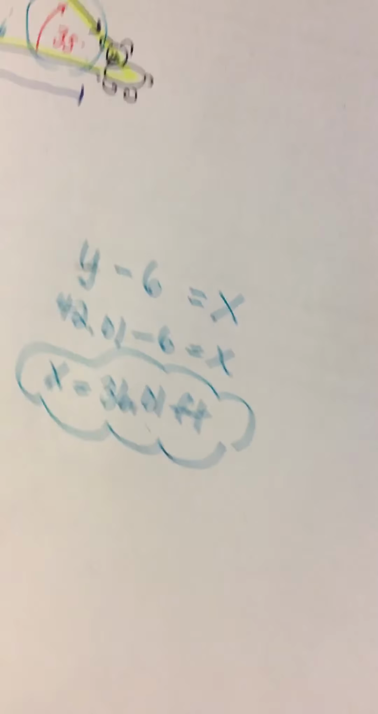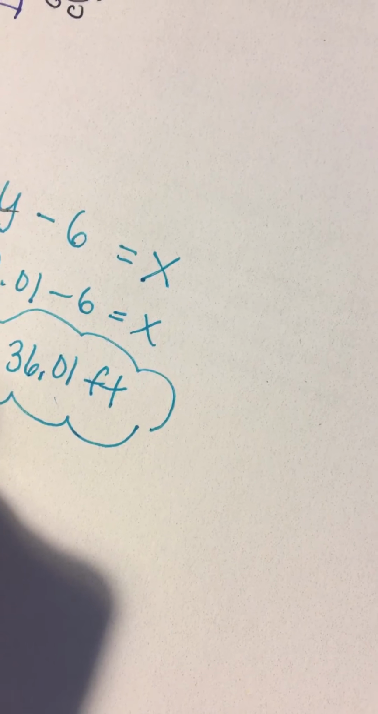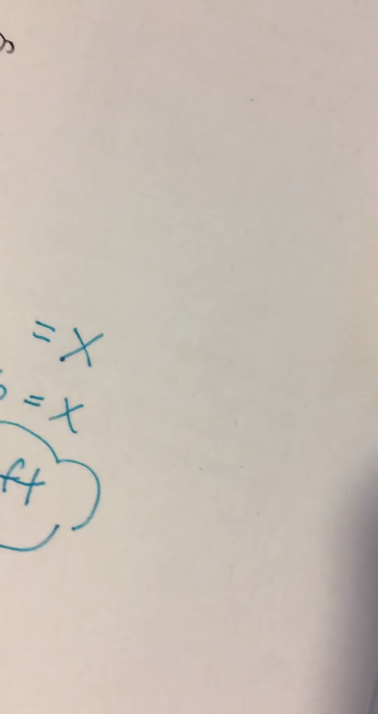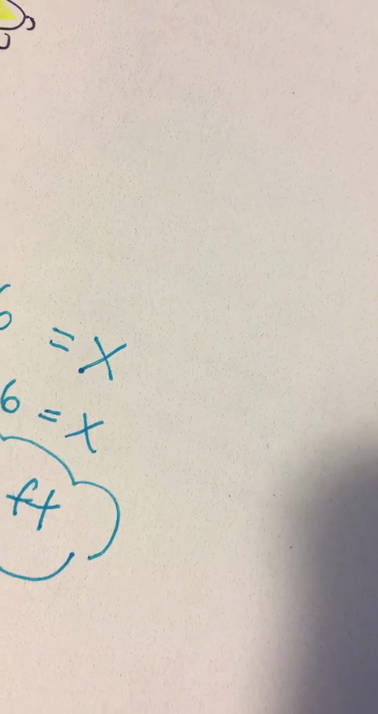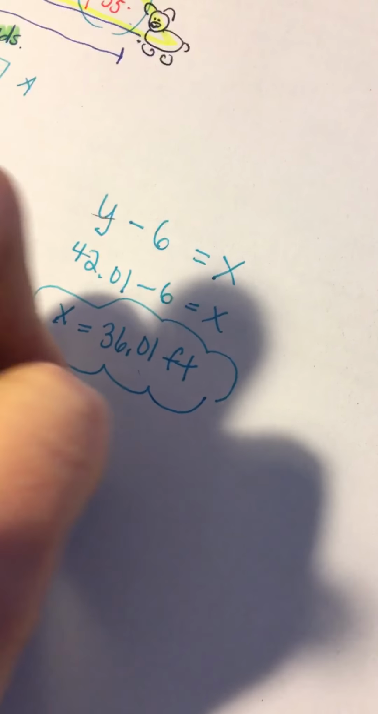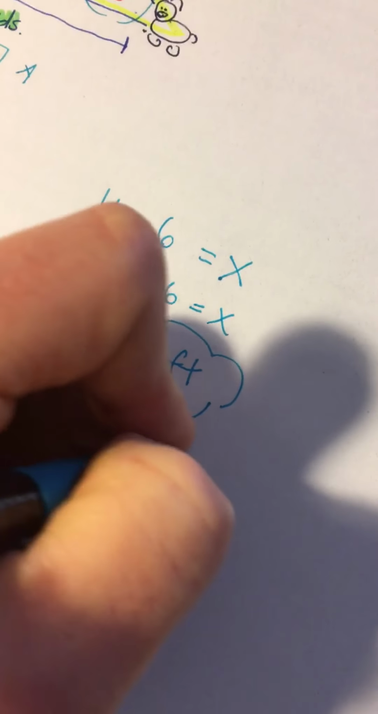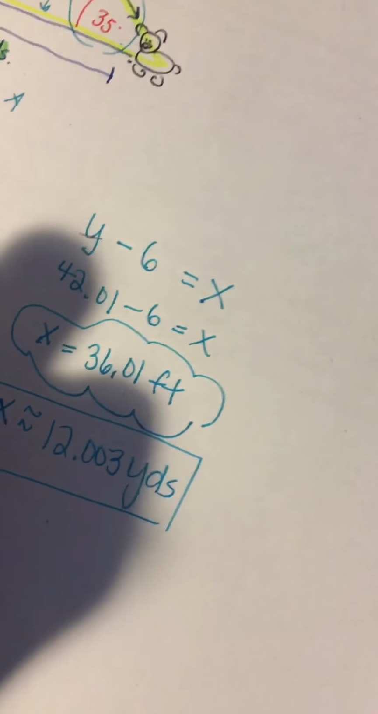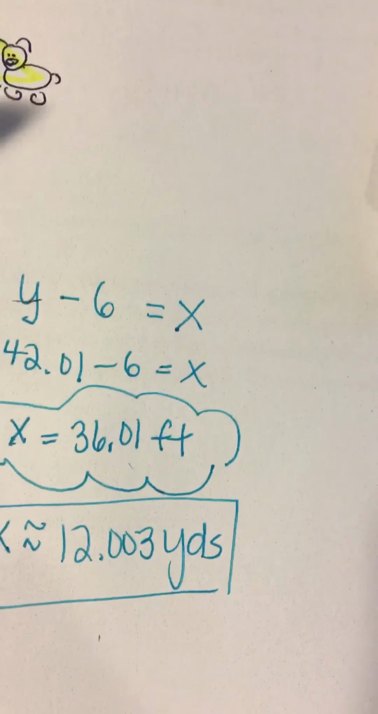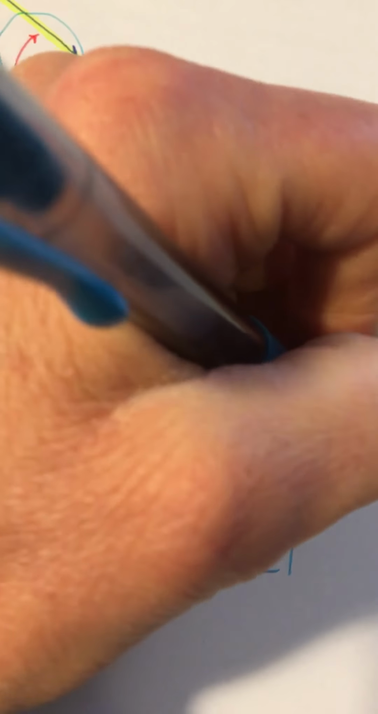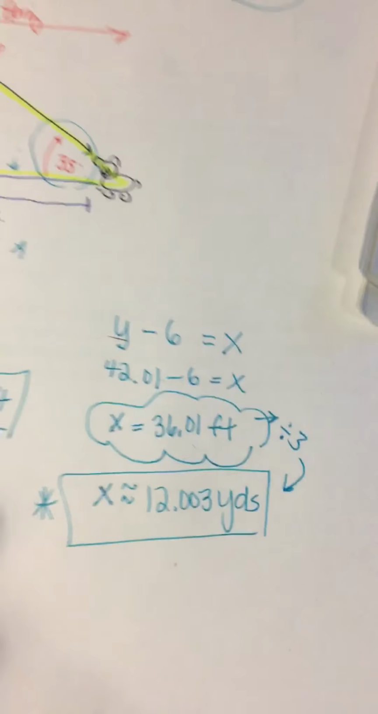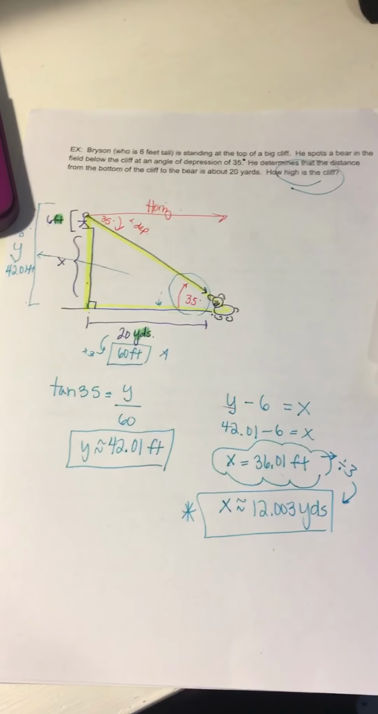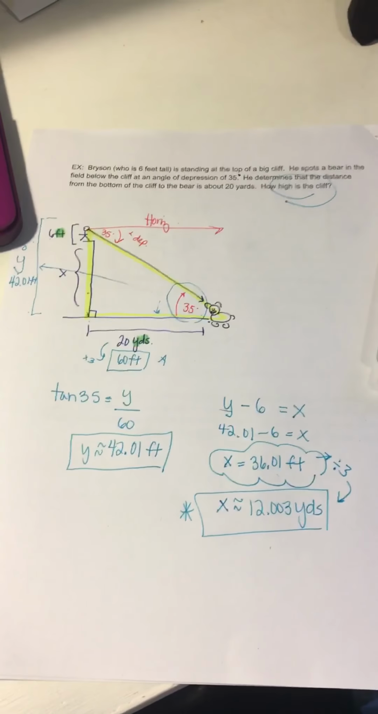And if I want it to be in yards, I would just take it divided by 3. And I get about 12.003 yards. It doesn't specify yards, but if it did, you would just divide by 3 to get your answer. All right, so that is one of the more complicated ones, and hopefully that made sense.